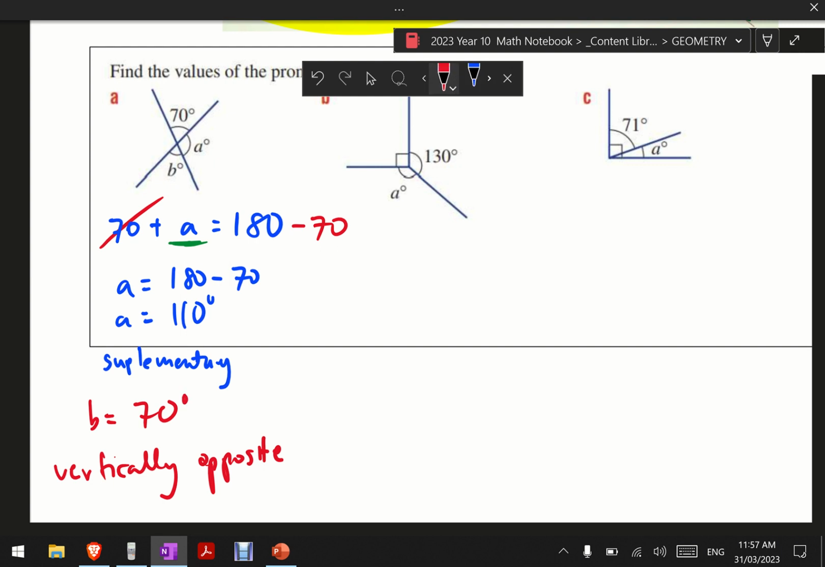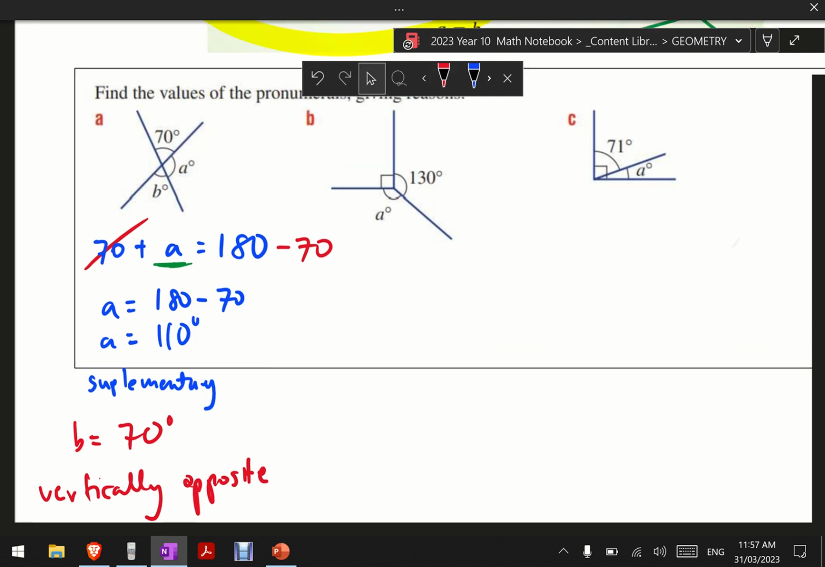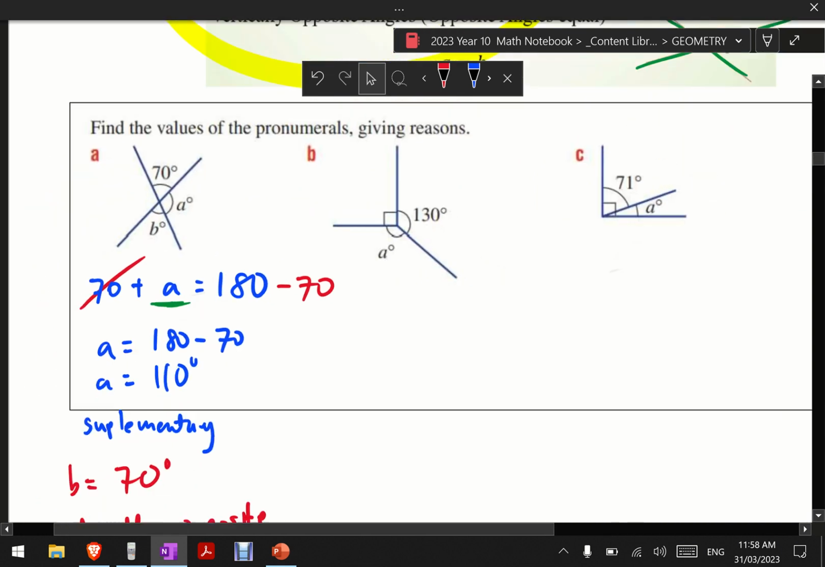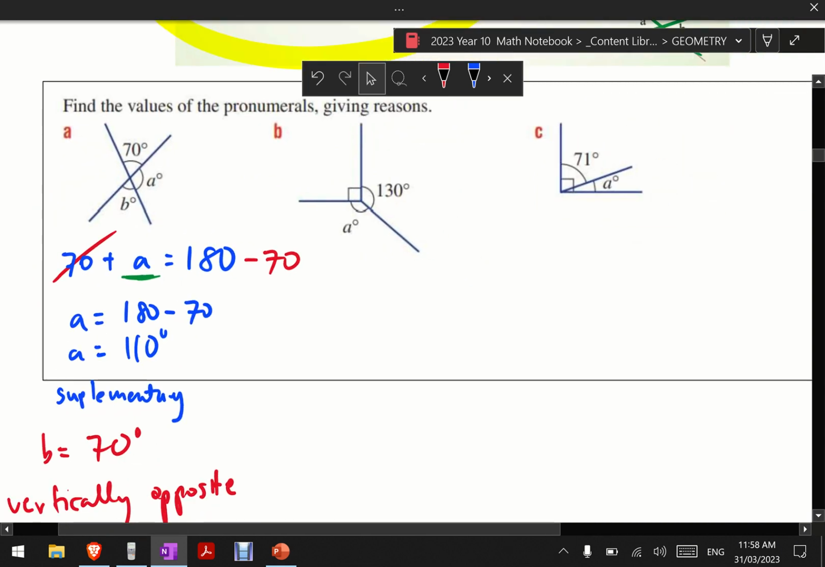How are you guys finding that? Not too hard? It's pretty straightforward, yeah? Alright, let's try another one. Ooh, this one's a bit tricky. I'll zoom out a bit so you'll see. Question B, I'll just put a line here so we can differentiate that. Alright, question B. What's happening there, guys? Can you see any angles there that we may already know?